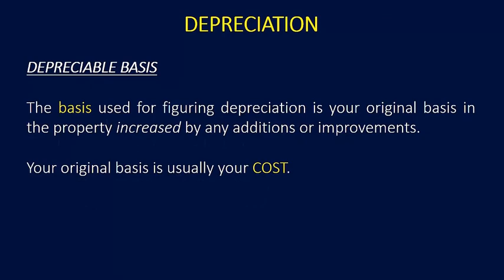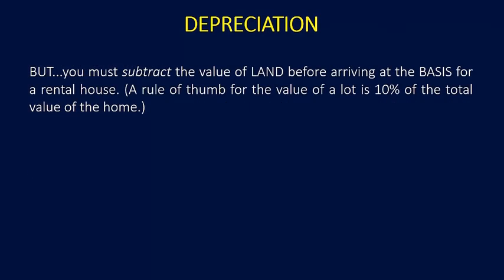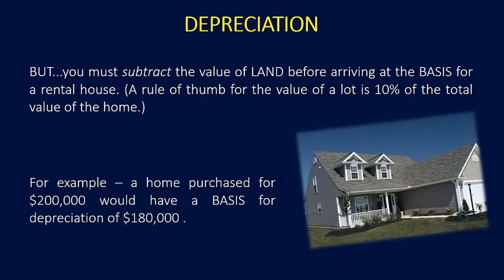The depreciable basis. The basis used for calculating depreciation is your original basis in the property increased by any additions or improvements. Your original basis is usually your cost. But you have to keep in mind, you must subtract the value of the land before arriving at the basis for a rental house. A rule of thumb for the value of a lot is 10% of the total value of the home. Land is not a depreciable asset. For example, a home purchased for $200,000 would have a depreciable basis of $180,000.